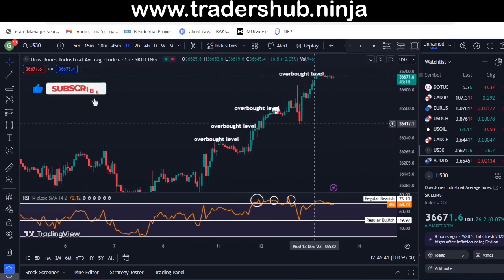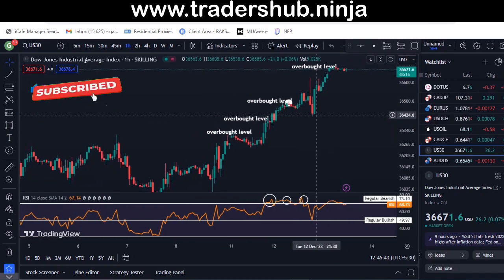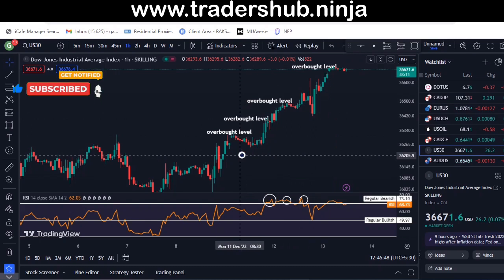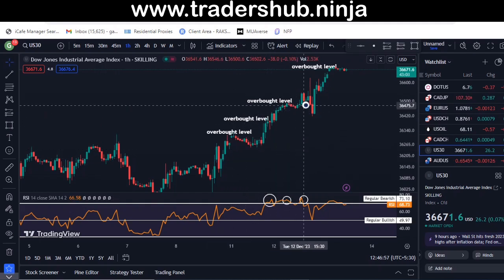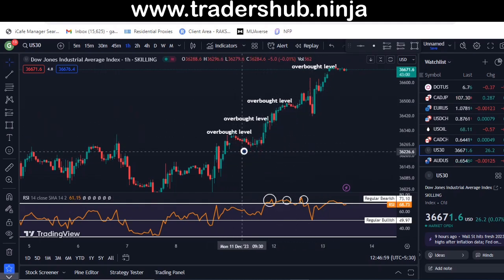Look here, the market did not respect the overbought level. If RSI gets to the overbought 70 range, sellers are in control of the market. But we couldn't get any selling opportunity here. The market did not respect the RSI 70 range.